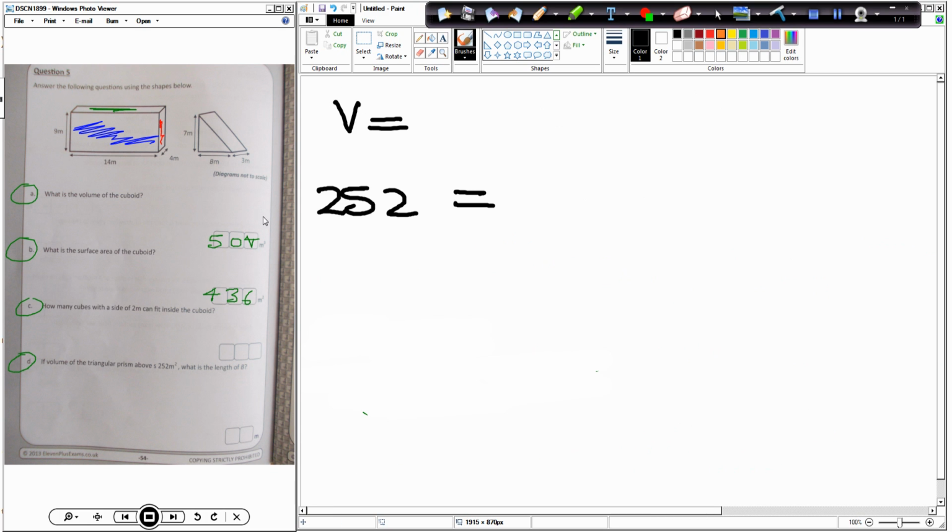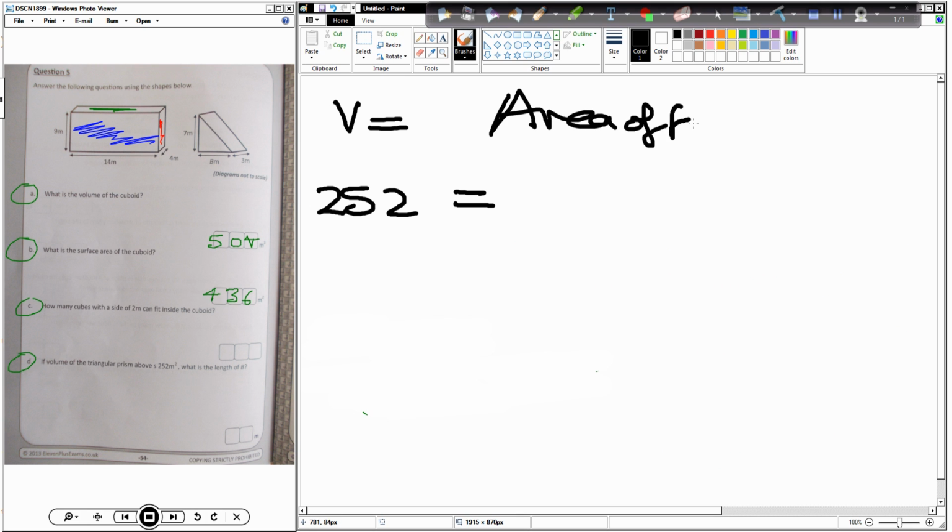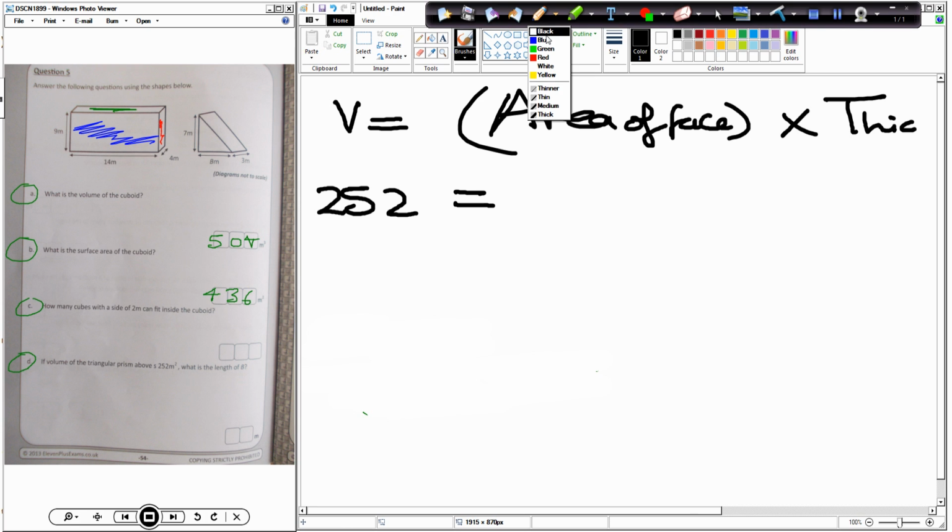Here comes the next. If you want to work out the volume of this prism over here, what we need to do, we work out the area of the actual, the face. We call this the face part here. So the area of the face, or sometimes called cross section, and we multiply it by the thickness. I call it thickness, or this called the length. So let's color code that for you. So this is the area of the face over here. Okay, and then we're going to be looking at the thickness, which is here.